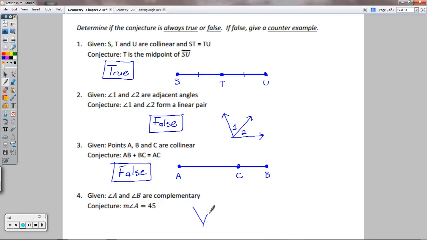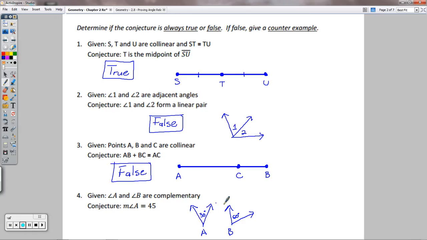Well, I hope this one's pretty clear. I think this one might be the clearest of all of them. Just because two angles add up to 90, that doesn't mean that one has to be 45. This one, for instance, if I called this A, this point right here, and this one B, this one could be 30 degrees, and this one could be 60 degrees. These are complementary, so the first part's true, but the second part is false.